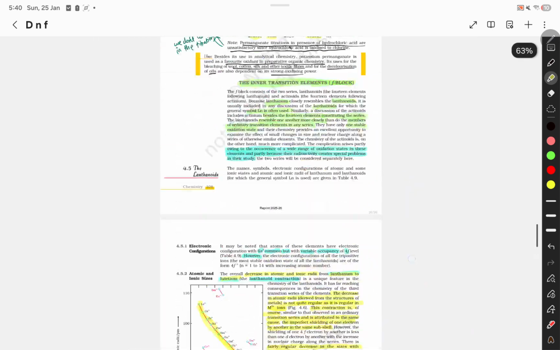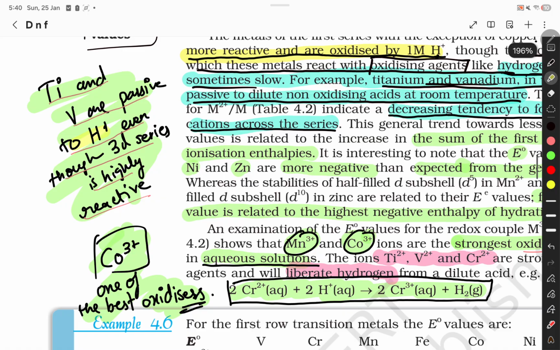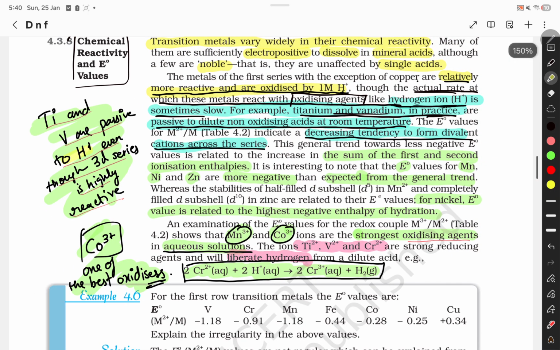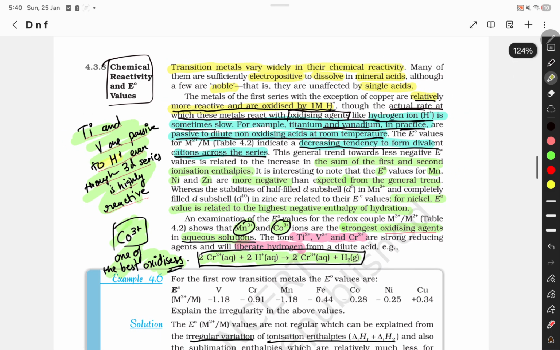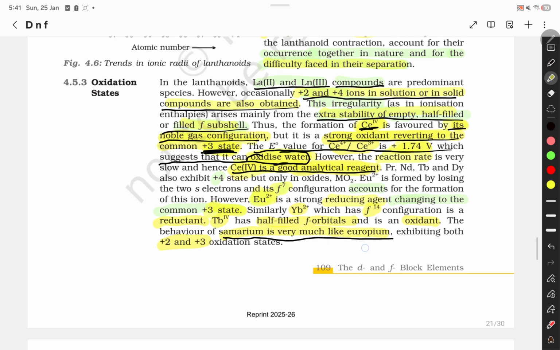This also reminds me of the fact that Ti and V are passive to H+, even though the 3d series is highly reactive to non-oxidizing dilute acids at room temperature. Eu2+ is f7, but even so, it'll want to revert to Eu3+. It's a good reducing agent. So yeah, like that.